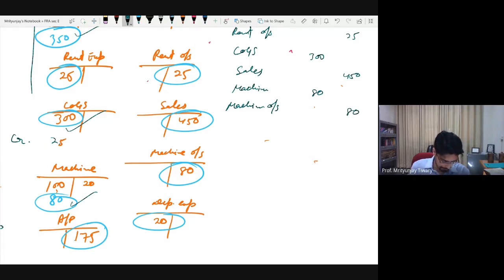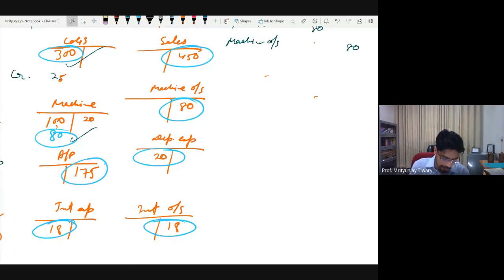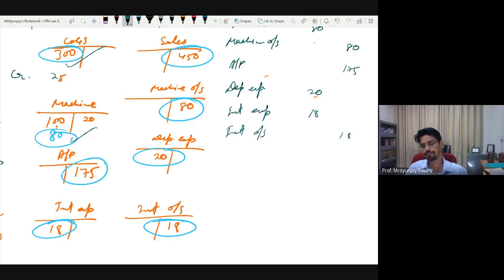Credit 80. The last four are accounts payable 175. So I will write accounts payable, credit side, 175. Next one is depreciation, debit side. Depreciation expense 20, debit side. Interest expense 18. So I'll write interest expense 18. Interest outstanding 18, and that's it.